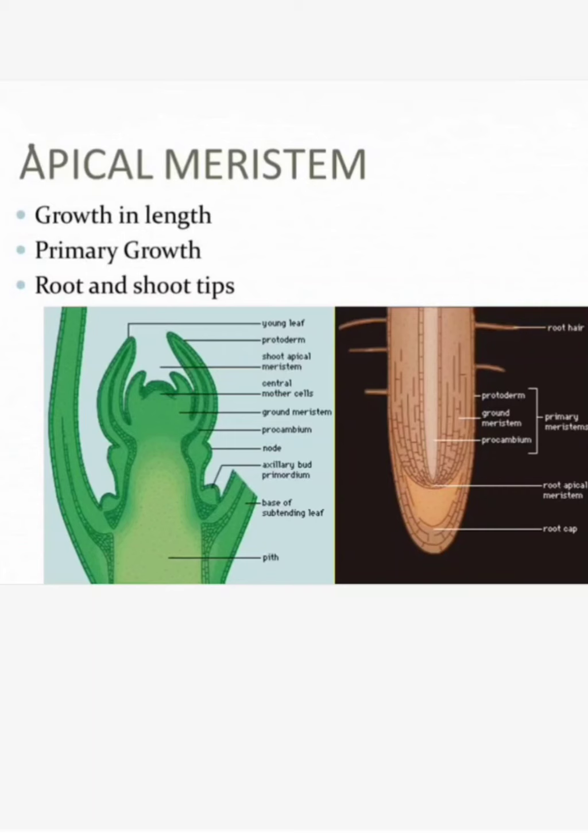Now, let us study the cells in the meristematic tissue. See, all the cells which are present in a meristematic tissue are small and have a thin cell wall. All of them are living, with a prominent nucleus and abundant cytoplasm. And also all the cells are compactly arranged without any intercellular spaces. And the cells which are present in the meristematic tissue are continuously dividing cells.